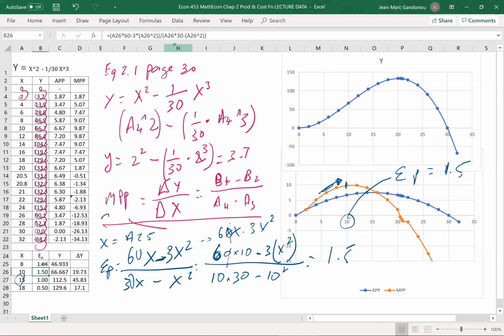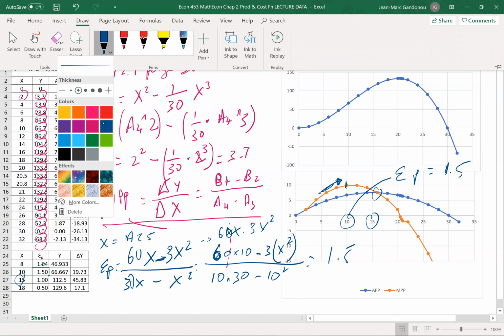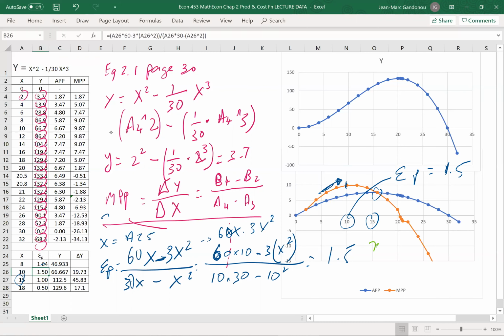When x equals 15, I get 1. Elasticity of production equals 1. That means that when I increase input by 1 unit, I get 1 unit of output back. Okay, this is great.